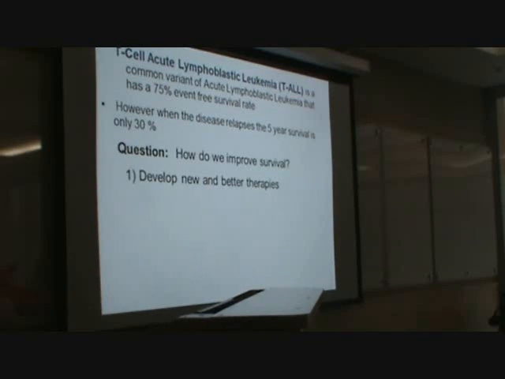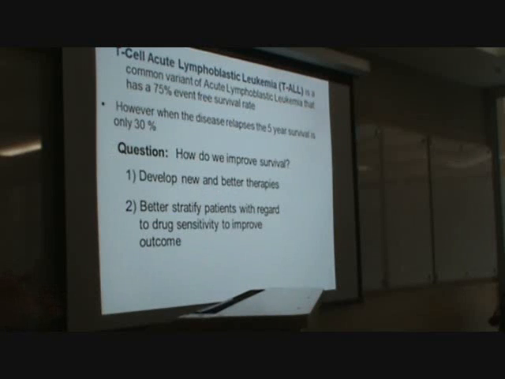So how do we improve their survival? Do we develop better therapies? A lot of these therapies are very toxic. Do we stratify patients better and look for drug sensitivities? And this latter one is what I'm going to focus on. There are targeted drugs available, but I think we can use them better because those targeted drugs do have associated toxicities. You want to get the most benefit with the least toxicity if possible.